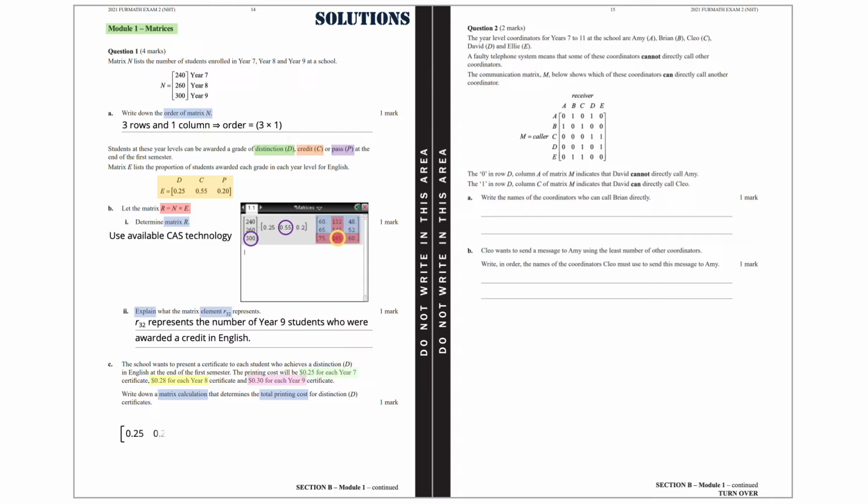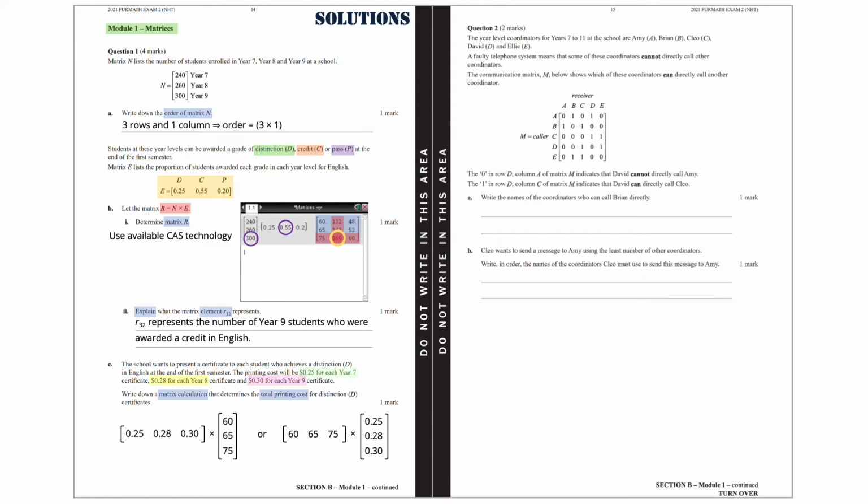For this, we are going to write a row matrix with the costs for Year 7, Year 8, and Year 9, and a column matrix that shows the number of students who received distinction in Year 7, Year 8, and Year 9. We can also write this as a product between the row matrix with the number of students who received distinction in Year 7, Year 8, Year 9, multiplied by the column matrix with the printing costs for Year 7, Year 8, and Year 9.